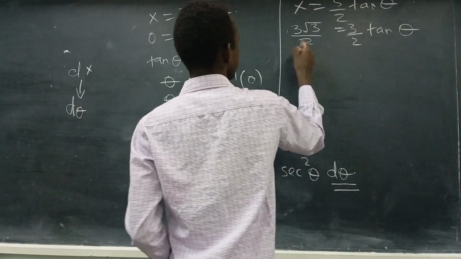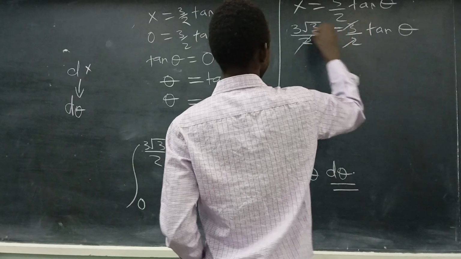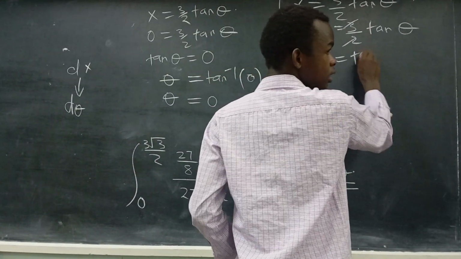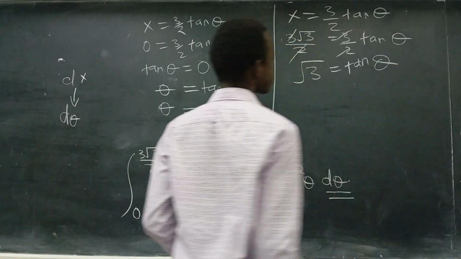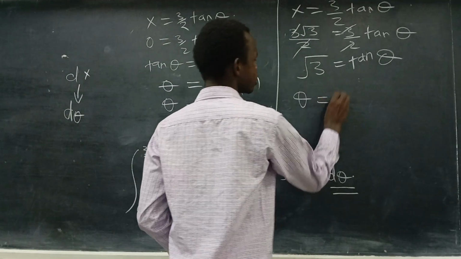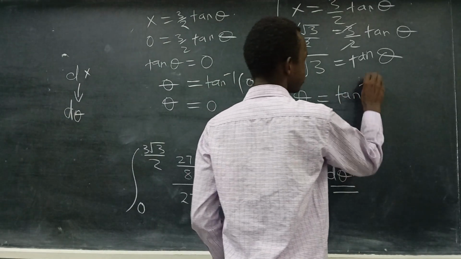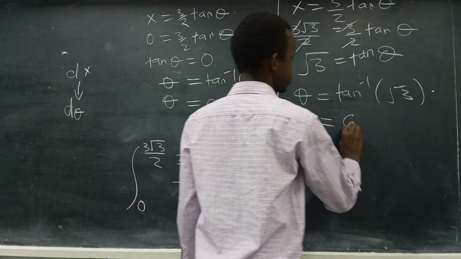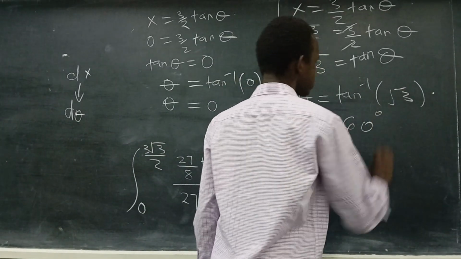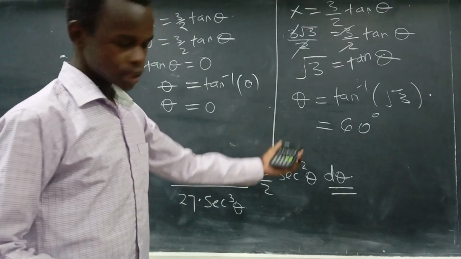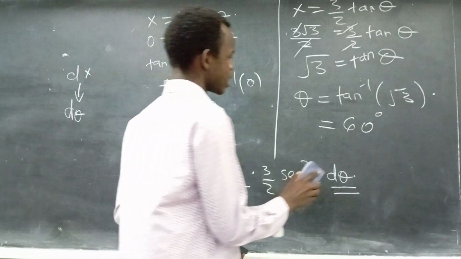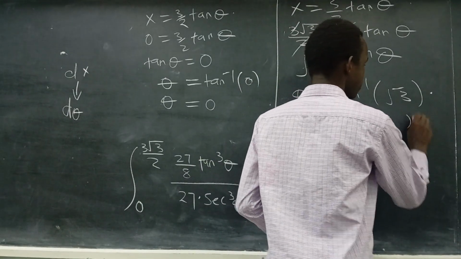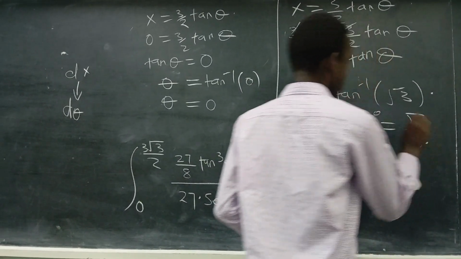Multiply by the reciprocal. This part goes this goes this. Okay, so I'll get square root of 3 equals tan of theta. So my theta alone will be tan inverse of square root of 3. I'll get my theta alone to be 60 degrees. Okay, so what is 60 degrees? I'll express that in terms of pi. So this is just the same as pi divided by 3.